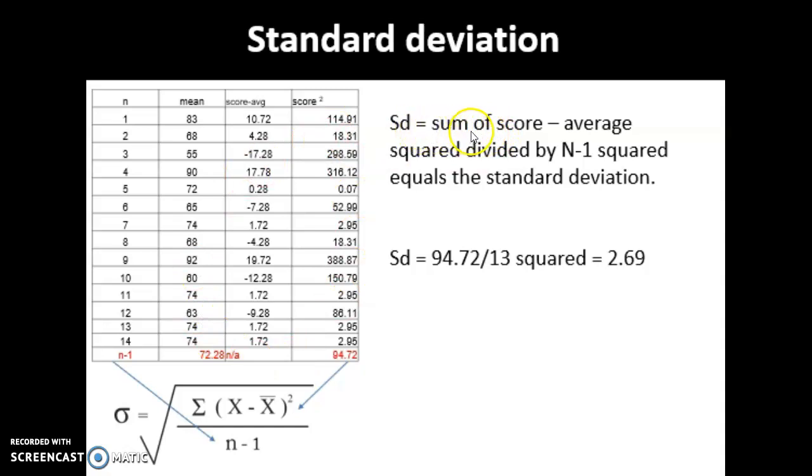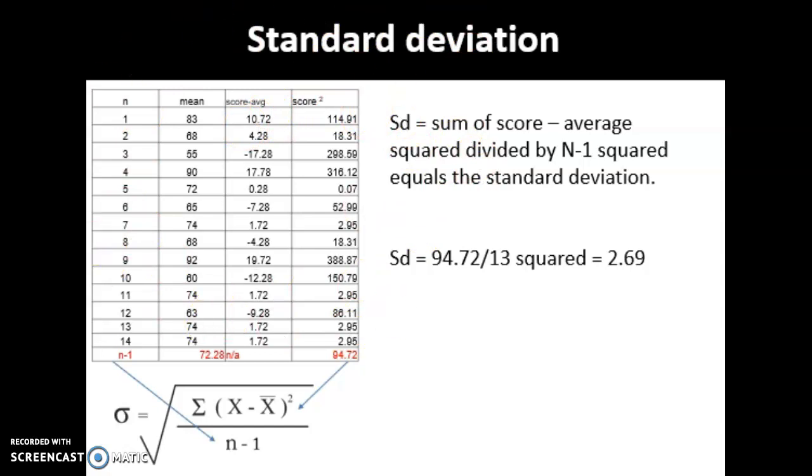So SD equals the square root of the sum of score minus the average, squared, divided by n-1. So SD equals the square root of 94.72, that was the top number I got, divided by 13, which equals 2.69. 2.69 is the standard deviation for this set of data.